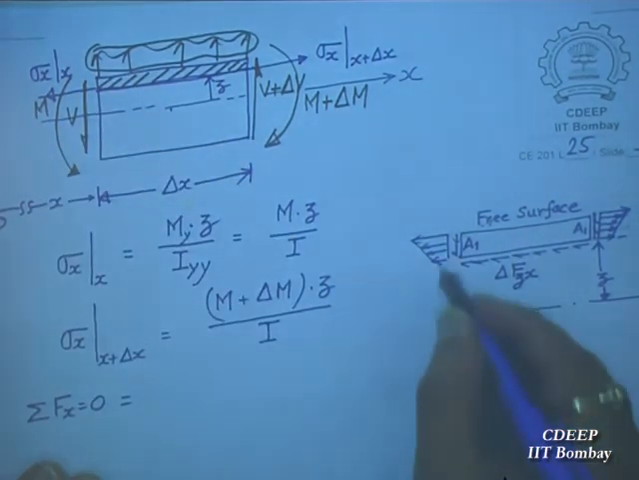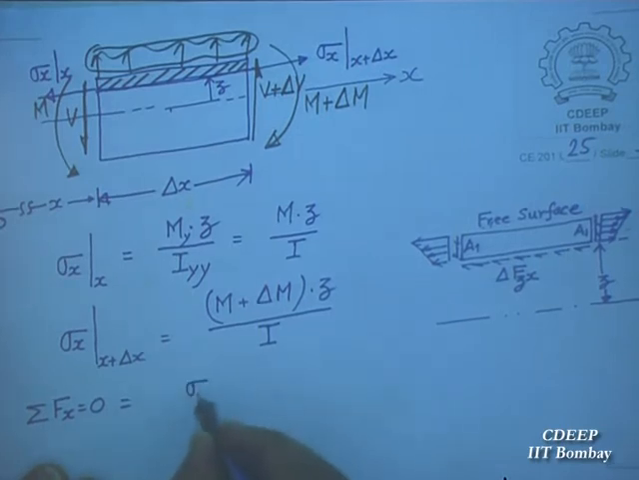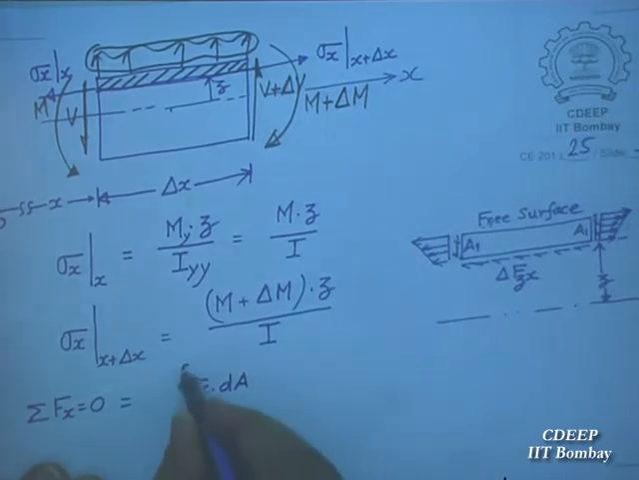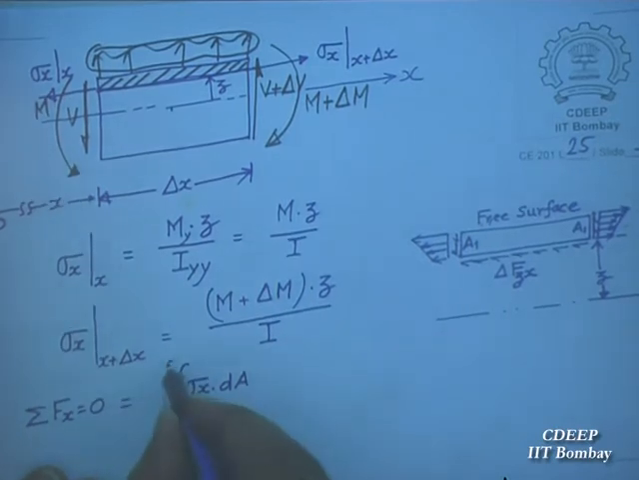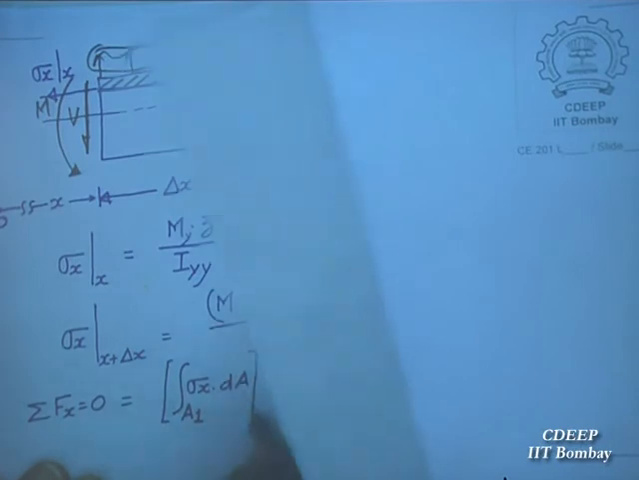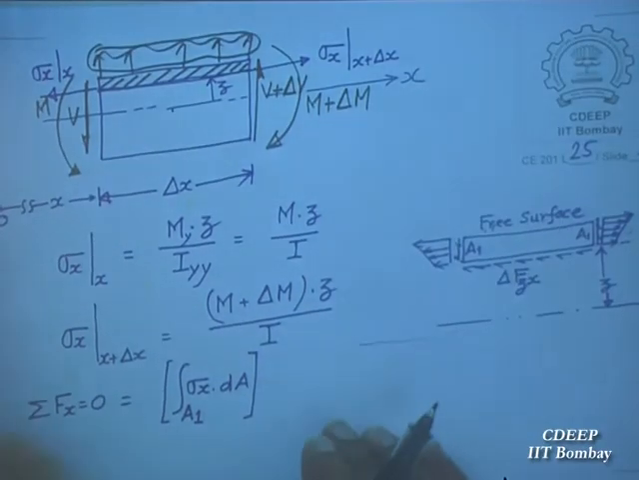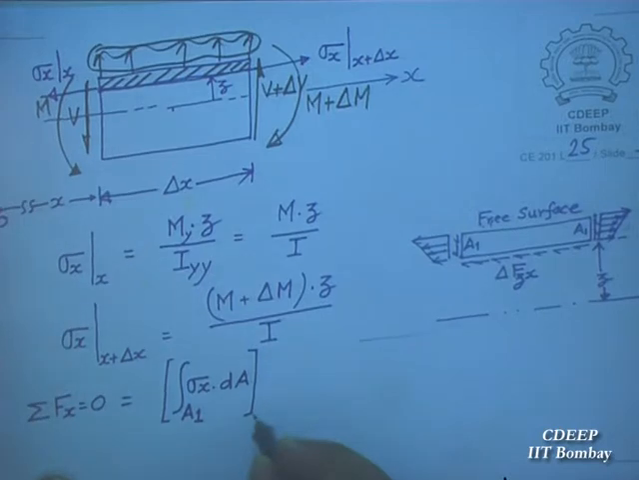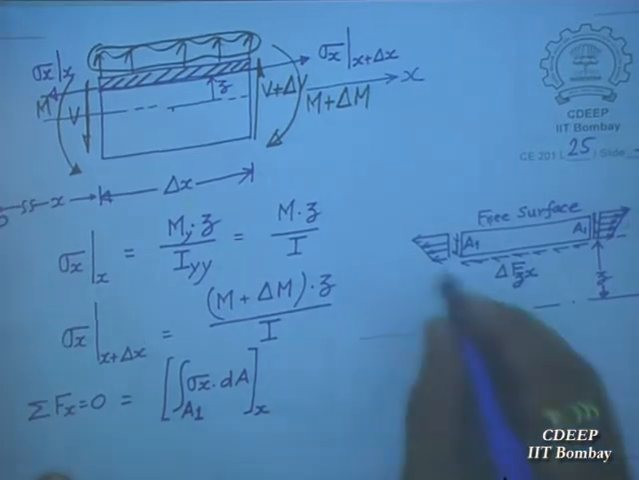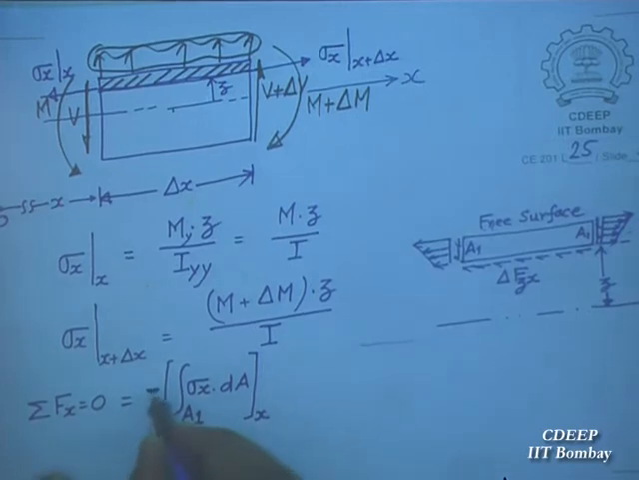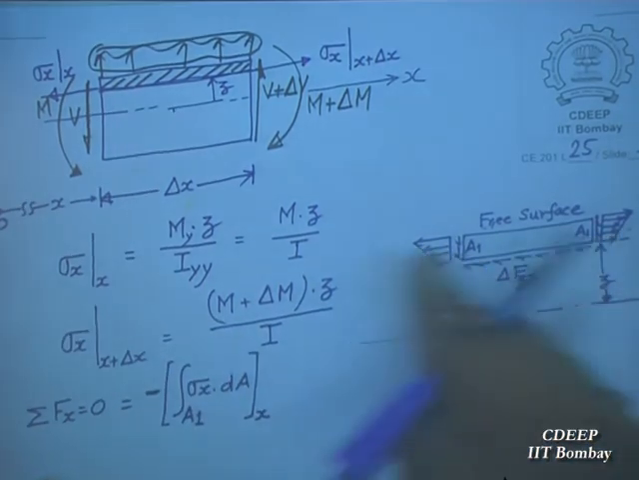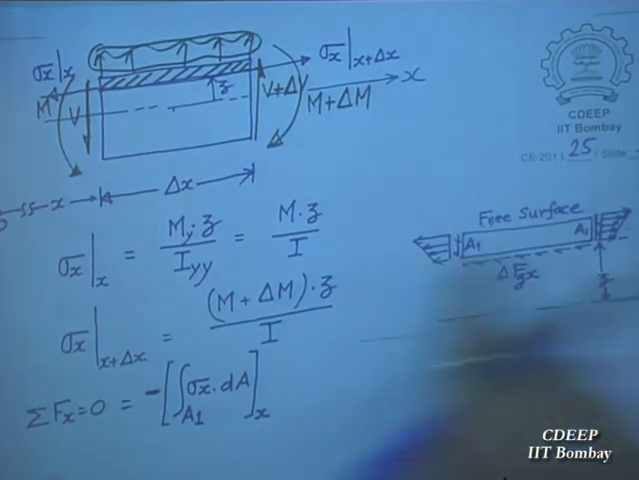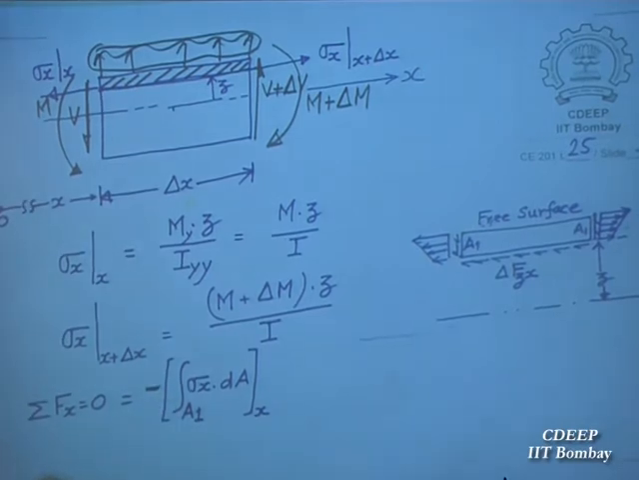Come to this face. So sigma X into dA, integrate over area 1, and this is computed at section X. Direction here is negative. It is in minus X direction. If I integrate this, this will be in this direction. X positive is this direction. So I am giving a negative sign here.